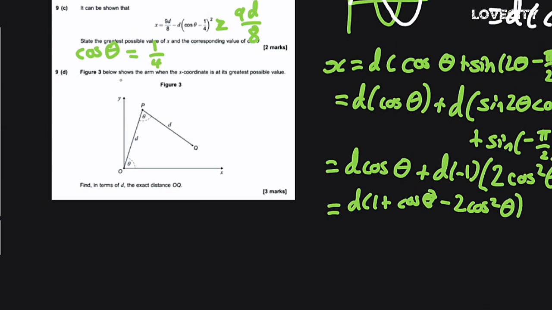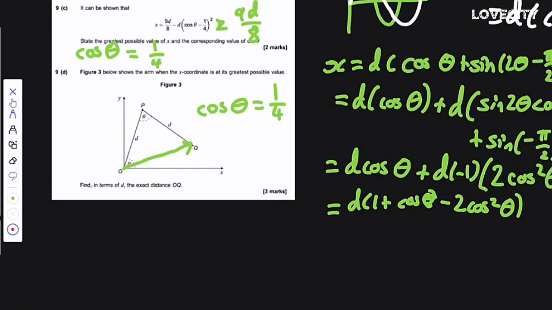Finally, part D. Figure 3 shows the arm when an x-coordinate is at its greatest possible value. Find, in terms of d, the exact distance O to Q. So we're trying to find this length here. Now we know that cos theta is a quarter. We're continuing on with that trend. Now, again, it's a geometry problem. What stuff do we know in geometry? Well, we have the sine rule, we have SOHCAHTOA, we have the cosine rule, we have the sine area rule. What are we given? We're not given a right angle triangle here.